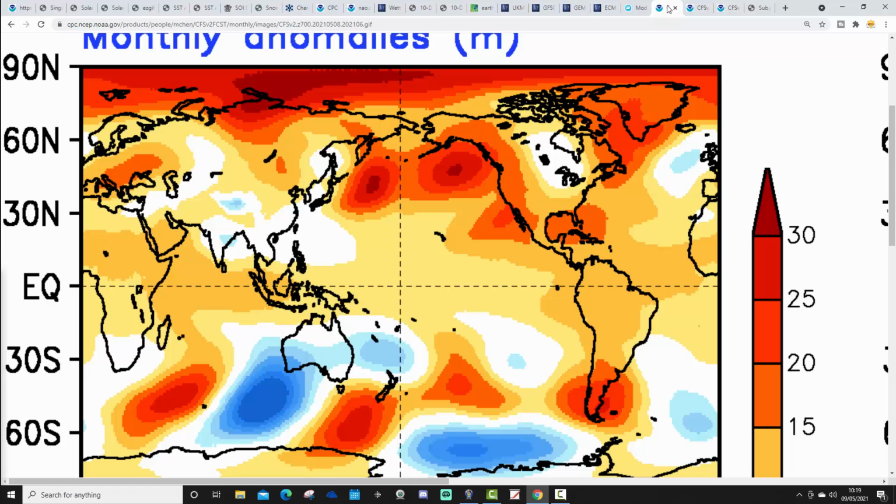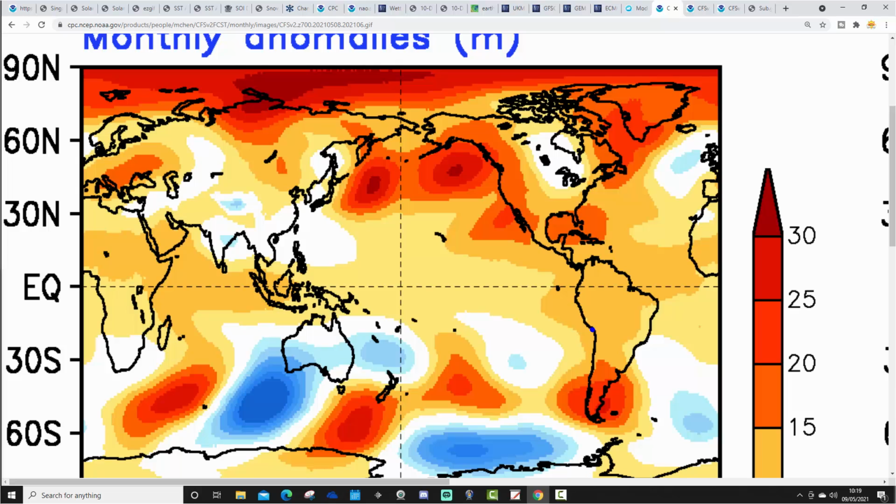So we'll show you those in live stream at 6 o'clock, and we'll also show you the CFS V2 weeklies in live stream from 6 o'clock as well. But we will show you finally the CFS monthly forecast. So this is how CFS is forecasting June in terms of 700 millibar height anomaly.